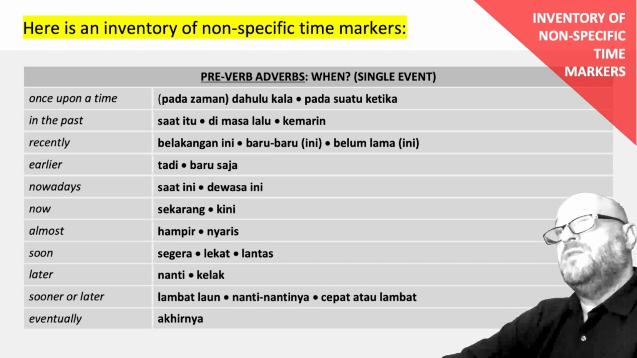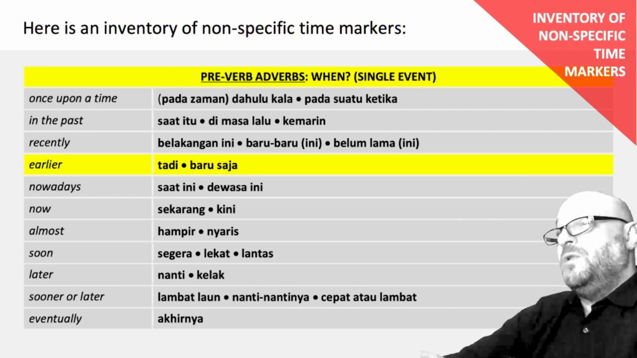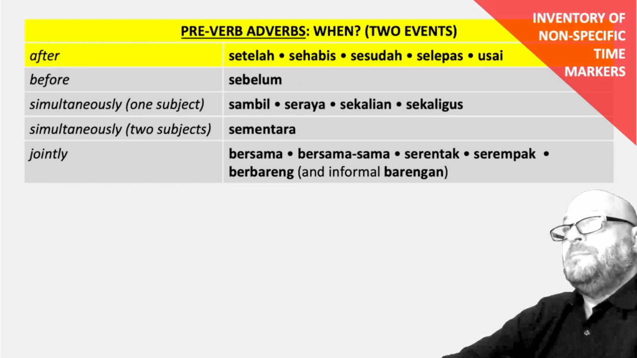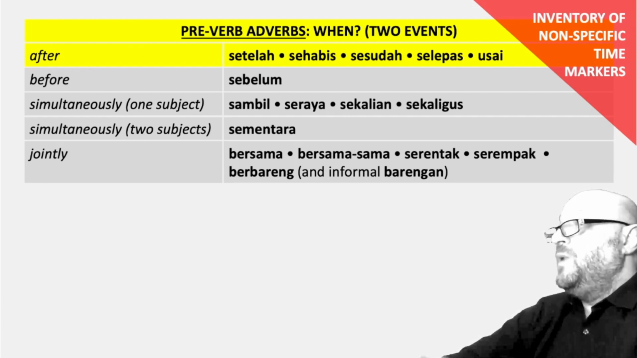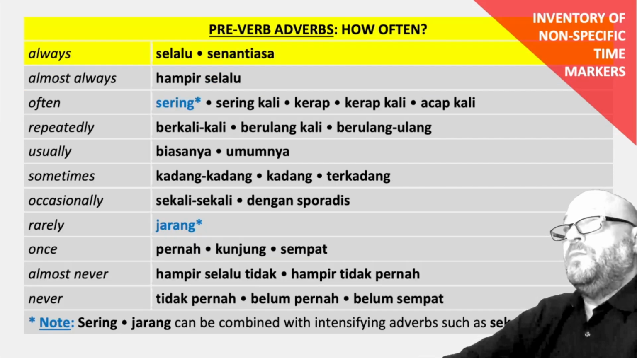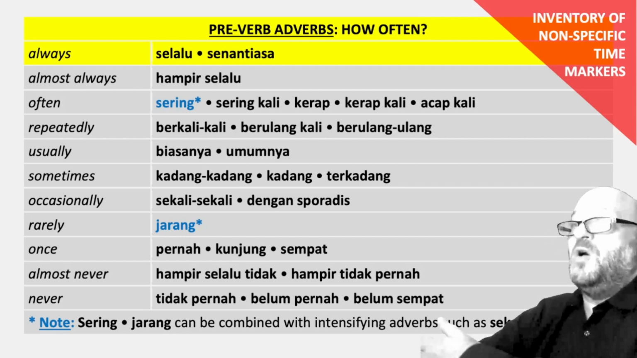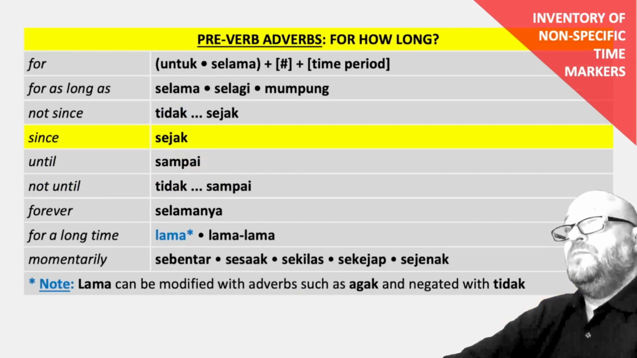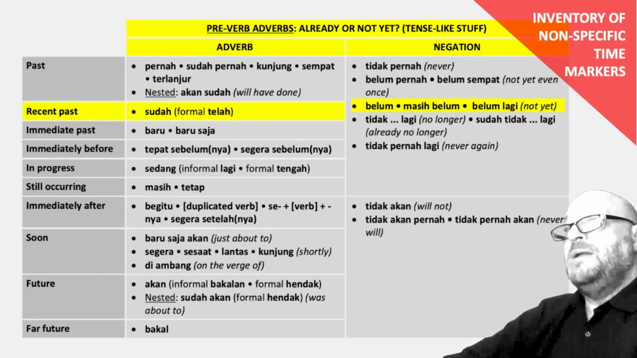Here's an inventory of non-specific time markers. For example, earlier is tadi, now is sekarang, kini, later is nanti, kelak. Preverb adverbs, when for two events, after, setelah, sesudah, before, sebelum. Preverb adverbs, how often, always is selalu, senantiasa. Sometimes is kadang-kadang, never tidak pernah. Preverb adverbs, for how long, since, sejak, until, sampai.